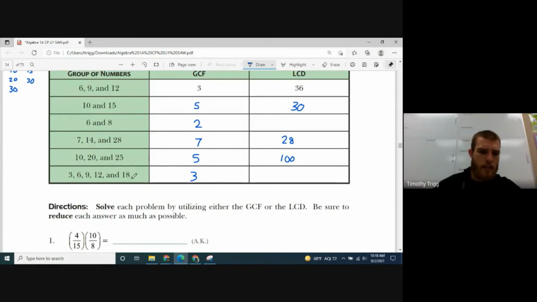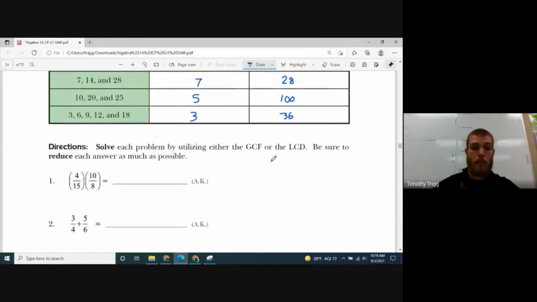And for this last list, let me think. I think it's just 36. Yeah, 36. 36 is a multiple of all of these numbers. 18 times 2 makes 36. 12 times 3 makes 36. 9 times 4 makes 36. 6 times 6 gives you 36. And 3 times 12 gives you 36. Okay.